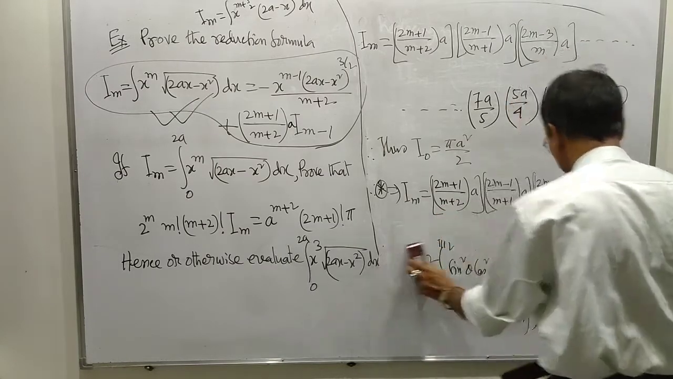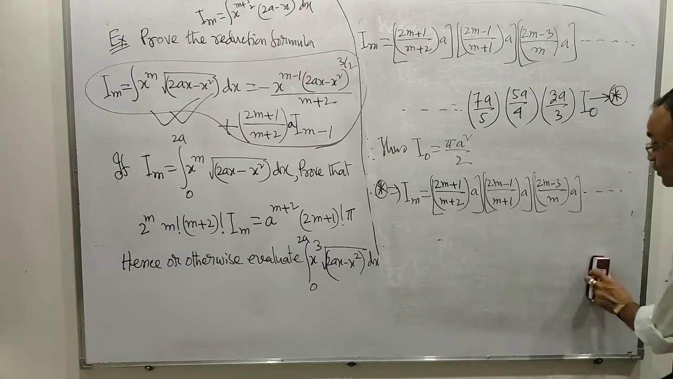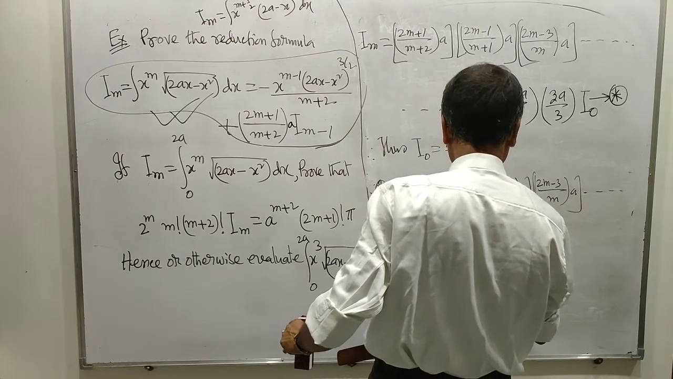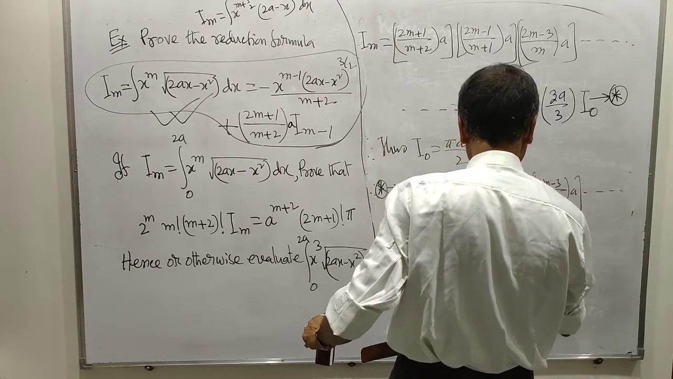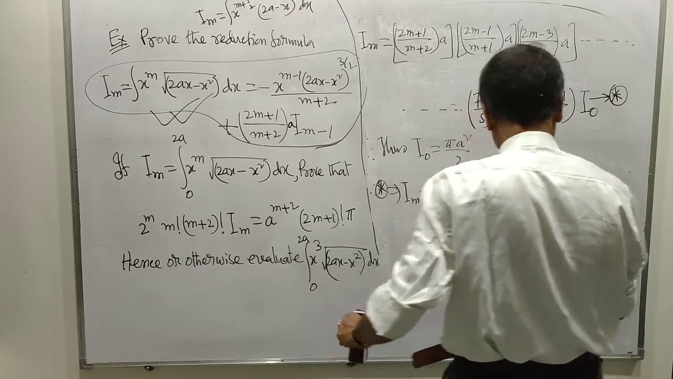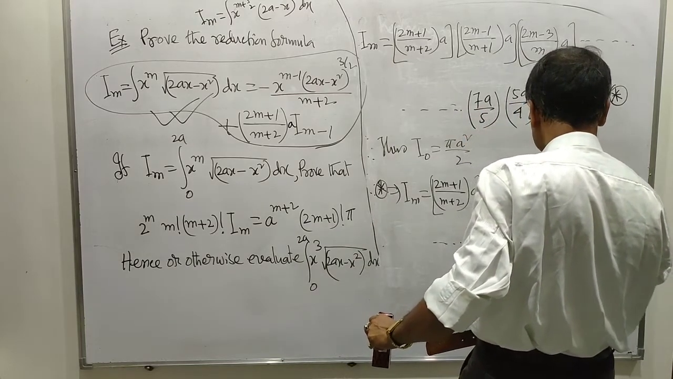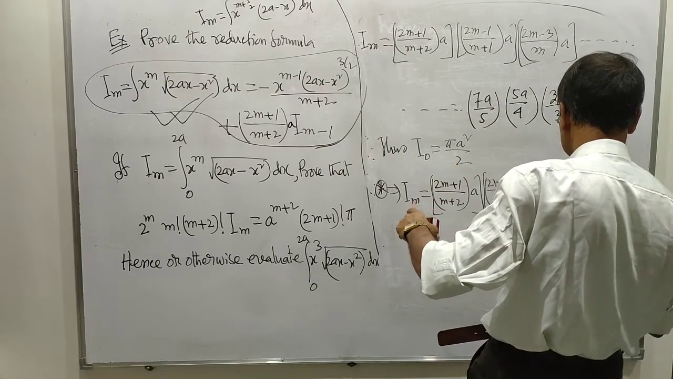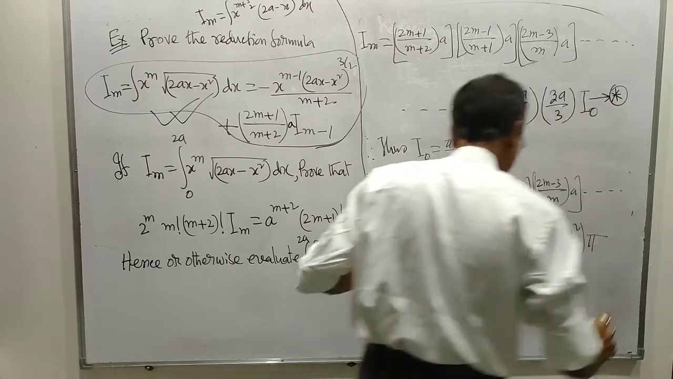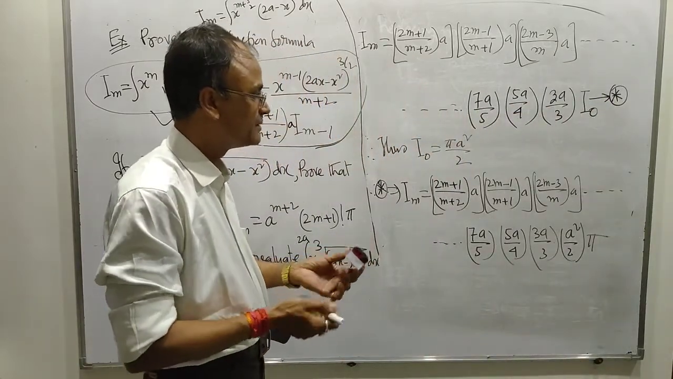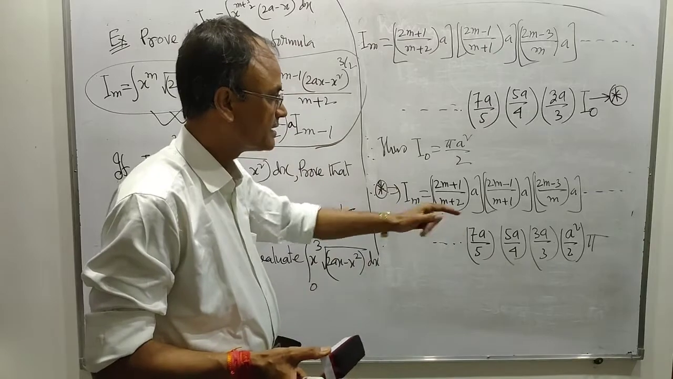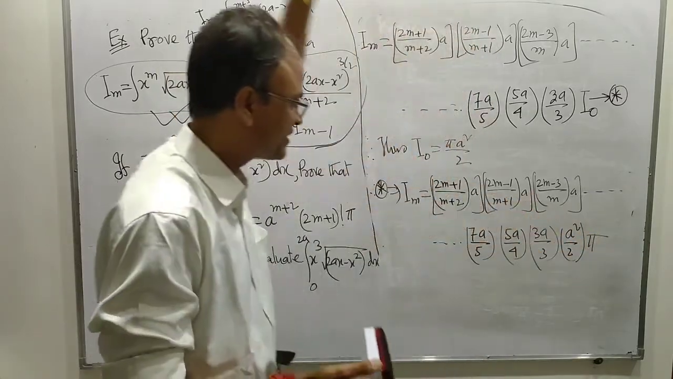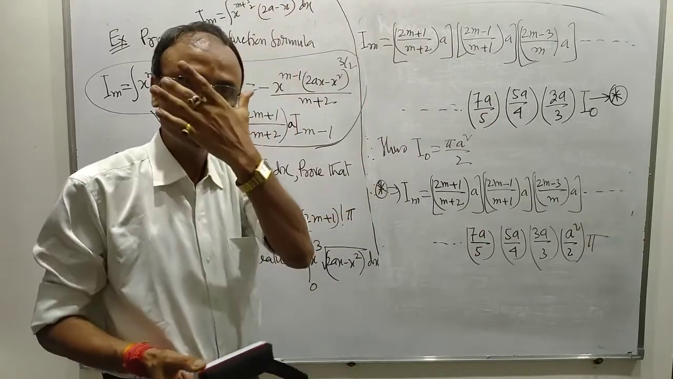Dot dot dot. In this way, pi square by 2. In this way, 7a by 5 into 5a by 4 into thrice a by 3 into pi square divided by 2. A square by 2 into pi. You may write like this. Now I will simplify this one. I will simplify this.